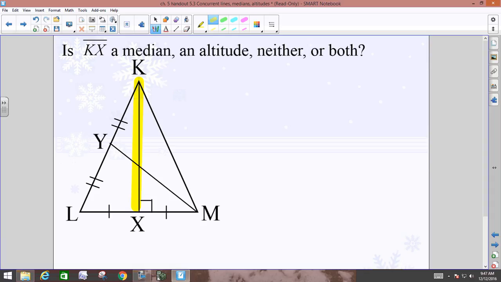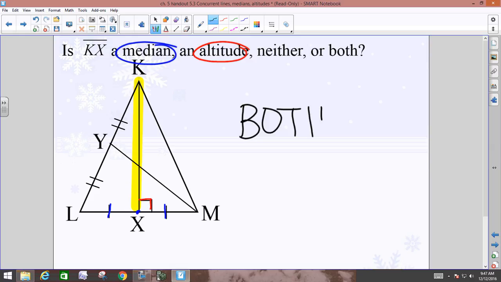So when I highlight segment KX, would you consider it a median? Does it go to a midpoint? You should nod your head yes. Isn't X cutting LM in half on the bottom? Yeah, because LX is congruent to XM, so we consider it a median because X is a midpoint. Would you consider it an altitude? Yeah, because it makes this right angle with that other side. So if it's a median and an altitude, then our final answer would be both.